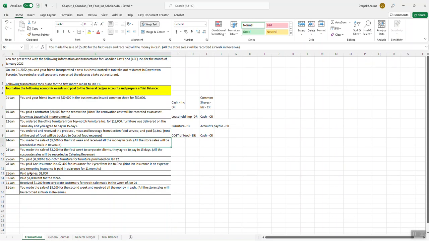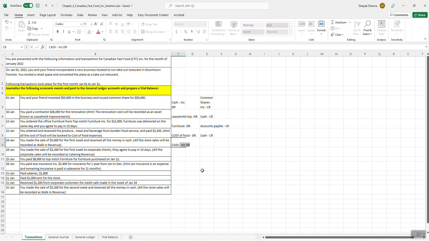The next one we had is, you made a sale of $5,600 for the first week and received all the money in cash. All the store sales will be recorded as walk-in revenue. So in this case, this is walk-in revenue. So what are we going to do? Cash is the account because we received the cash. It increases, and if it increases, what do we do? Debit. What's the other account we have? It is walk-in revenue.